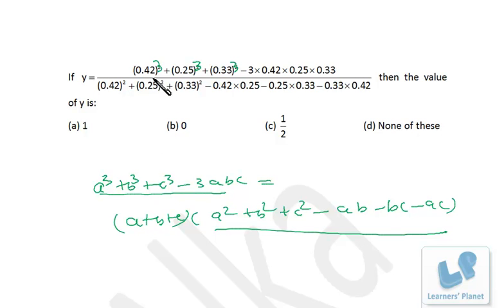Now what is a plus b plus c? 0.42 plus 0.25 plus 0.33, that's 1. As simple as that. It's a matter of seconds. Even you don't have to write this identity if you know that in your mind. Okay, a cube plus b cube plus c cube minus 3abc by a square plus b square plus c square minus ab bc ac. That will be just a plus b plus c. That's 1. As simple as that. Okay.